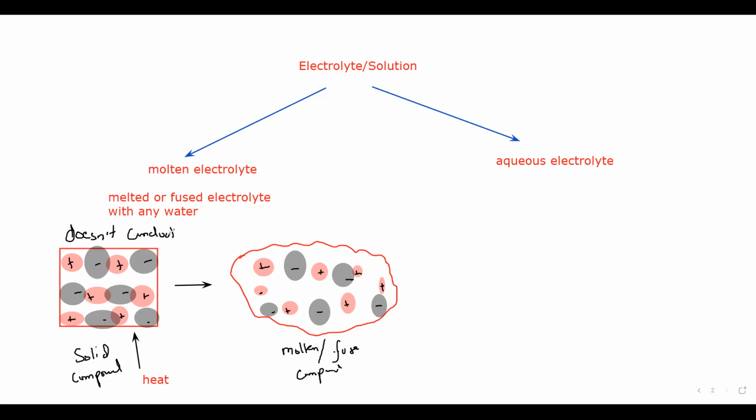Why does the solid electrolyte not conduct while the molten electrolyte can conduct electricity? Because in a solid electrolyte, the charges have fixed positions, so they cannot move from one place to another. But in a molten electrolyte, these charges are free to move, so they can move anywhere they want to. That's why it can conduct electricity.